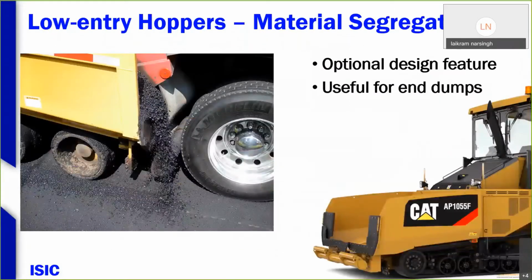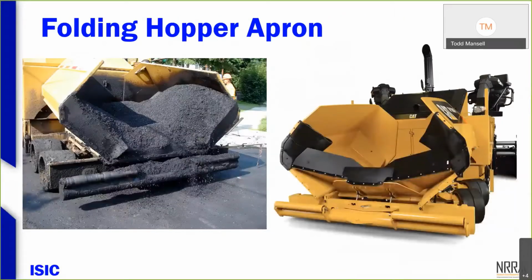Another, again, I'll call them design features, not necessarily technologies in my terminology, but low entry hoppers. So when we talk about spilling material on the grade, that's one thing that's an optional design feature. Again, mainly useful when we're doing end dumping. And basically that just allows a better fit for the truck into the hopper, depending on the trucks you're using, to minimize spilling material on the grade. And folding the hopper apron.